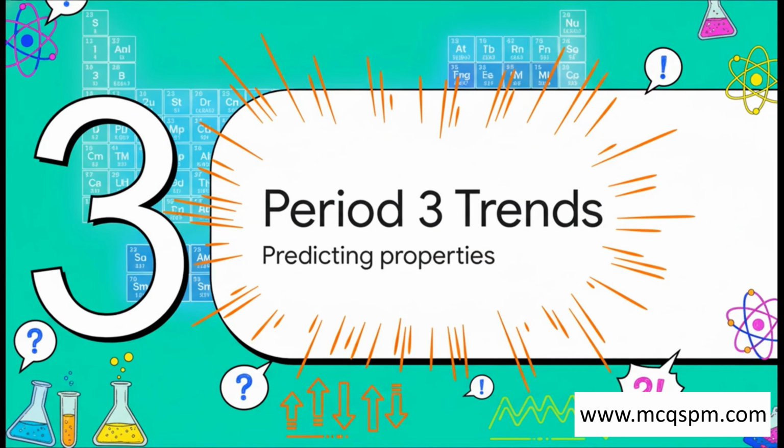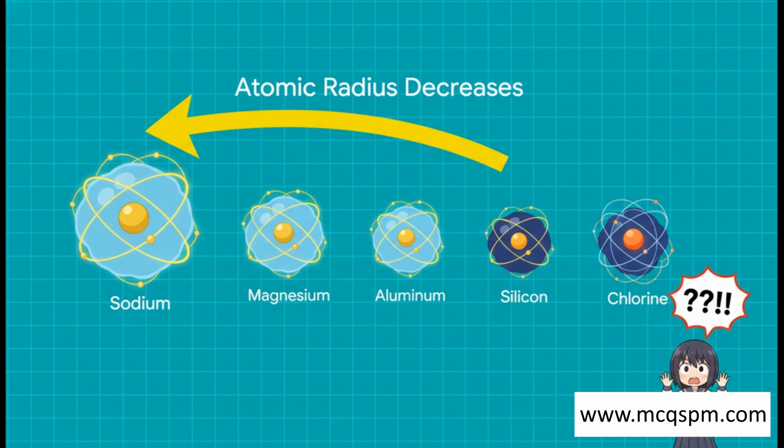Right, pay close attention now. This section, this is where the marks are. We're going to decode the 2 most important trends that you absolutely positively have to know. First up, and this one is a classic that sometimes messes with students' heads. As you move from left to right across period 3, the atoms don't get bigger, they actually get smaller.